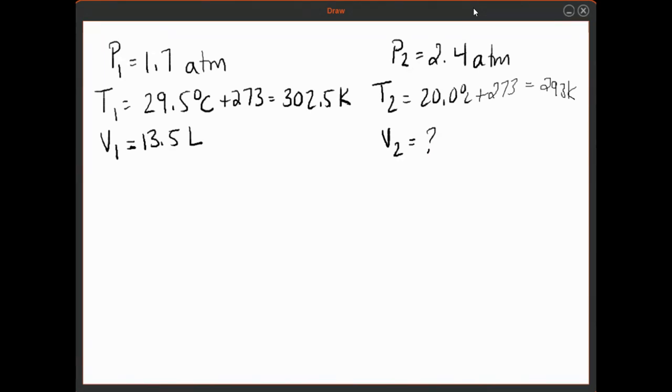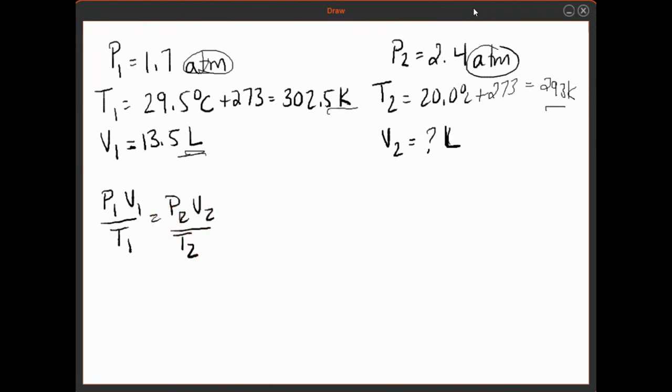So the first thing I do before I even get started is check all of my units. So we see here that we have atmospheres and atmospheres, so that is fine. They match. Kelvin always for temperatures, and our volume is in liters, which means our new volume will in fact be in liters. So because we have all three of the variables, we're going to use P1 V1 over T1 equals P2 V2 over T2.